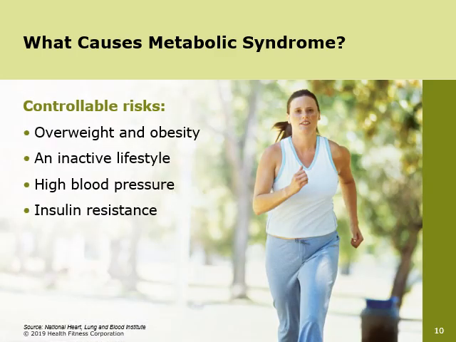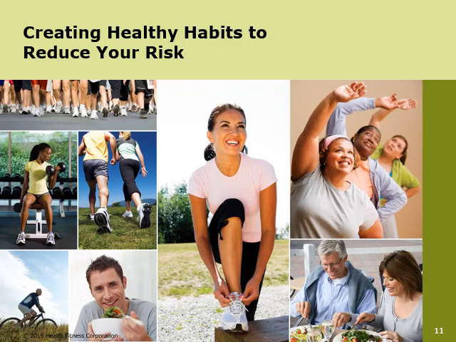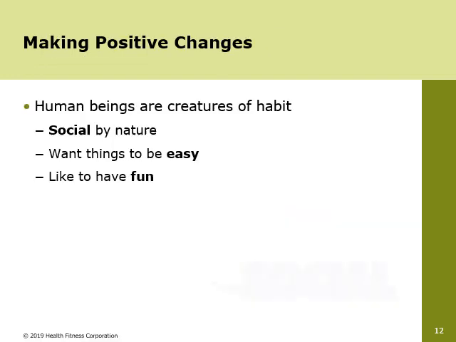Our controllable risks here are overweight and obesity, an inactive lifestyle, high blood pressure, and insulin resistance. Something to point out here is that obesity, blood pressure, and insulin resistance can all have genetic components to them, but there are many ways in which we can manage them on our own. The safest and most effective way to prevent or treat metabolic syndrome is to make positive lifestyle changes. So speaking of positive lifestyle changes, let's look at creating healthy habits to reduce our risk of metabolic syndrome.